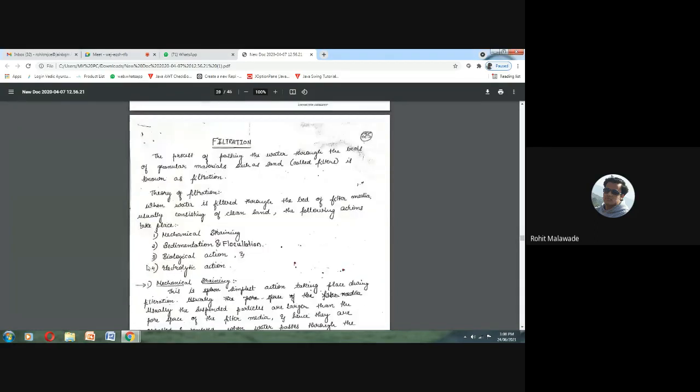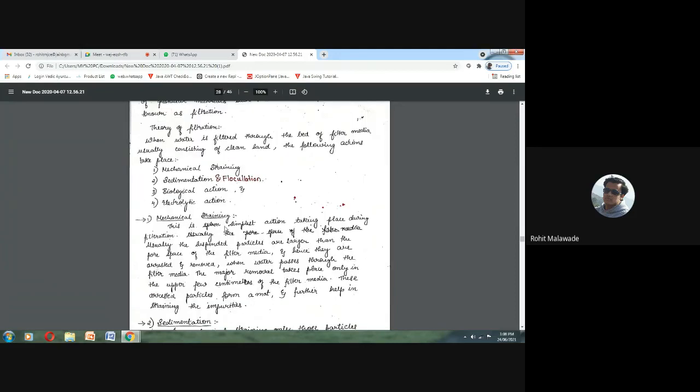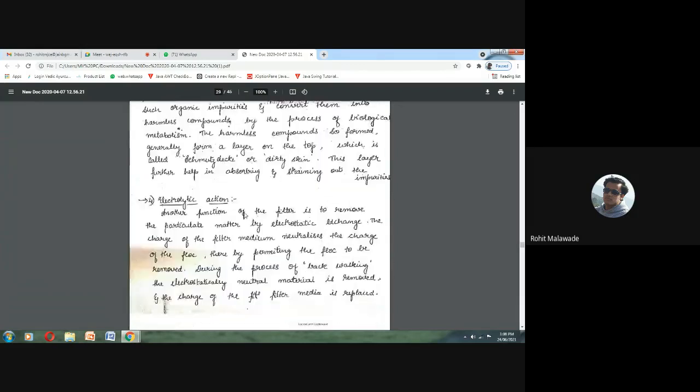So mechanical straining depends on the size of the sand particle. Sedimentation and flocculation we need to have before we send these particles for the filtration process. And then biological action, the dirty skin that is going to be formed, that has been explained to you. And electrolytic action, that we need to have during the coagulation sedimentation process. So this is the theory behind your filtration process.